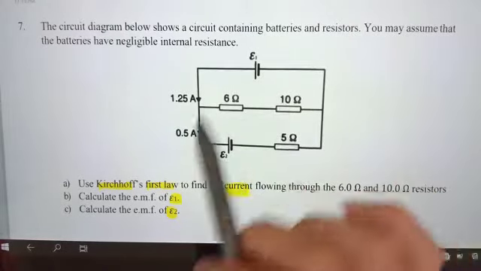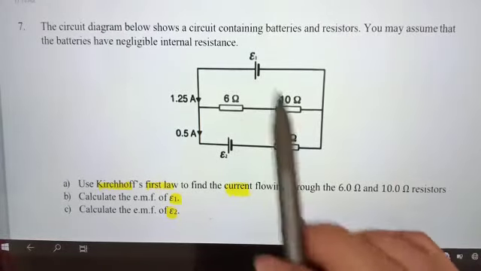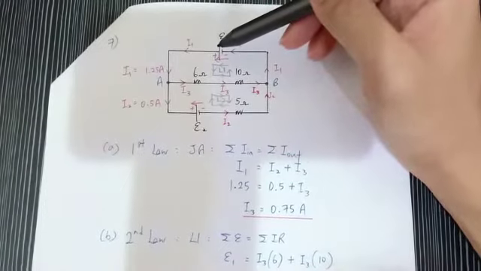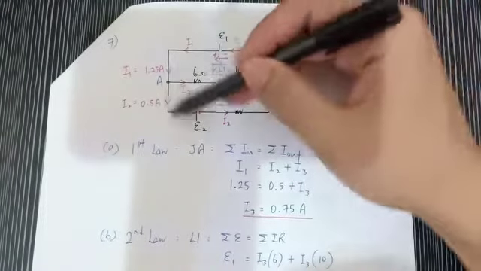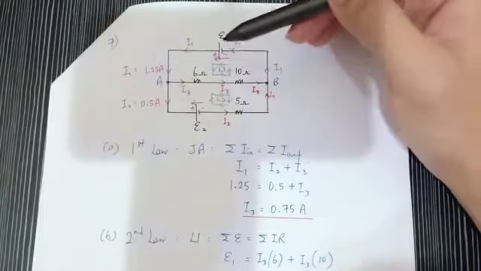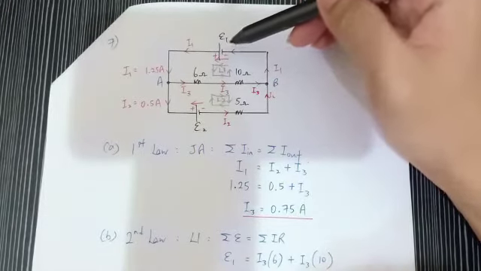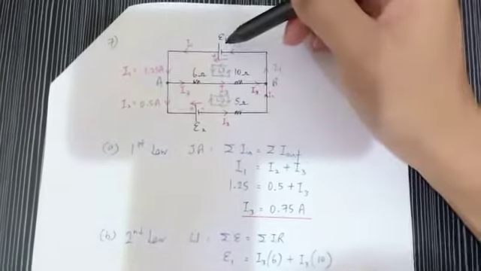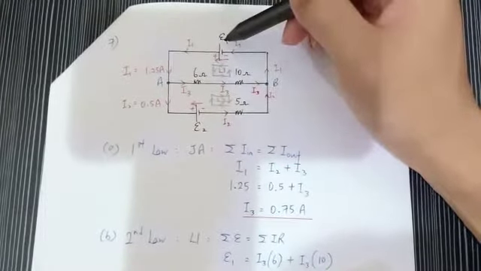So you must redraw this diagram, yeah? Okay, always when you do the Kirchhoff law equation, you must redraw the diagram. Redraw the diagram and then label the EMF and also label the current, yeah? So first of all, label the EMF.